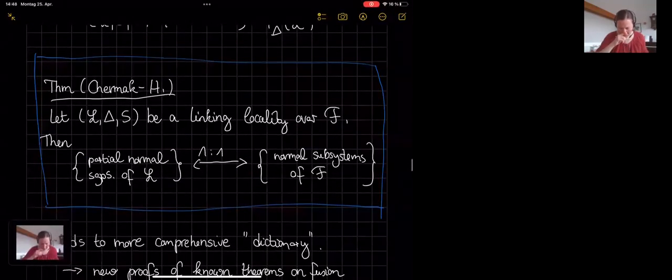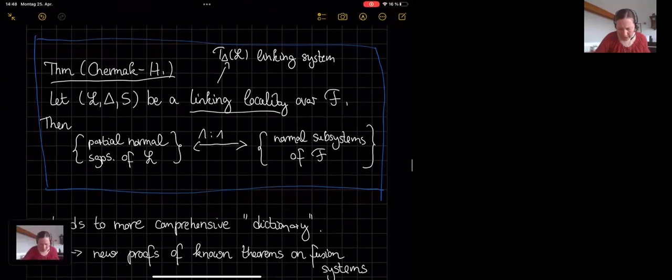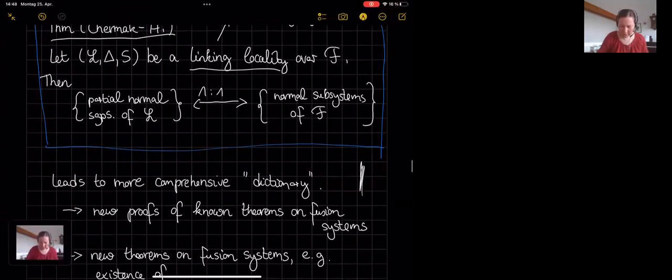So the theorem I proved together with Andy Chermak is that if we take a linking locality, which means that T delta of L is a linking system, but one can also define that purely in terms of a locality, then there's a one-to-one correspondence between partial normal subgroups of L and normal subsystems of F. And actually, there are also a lot more concepts in linking localities, at least in special cases, and then we get also a more comprehensive dictionary.